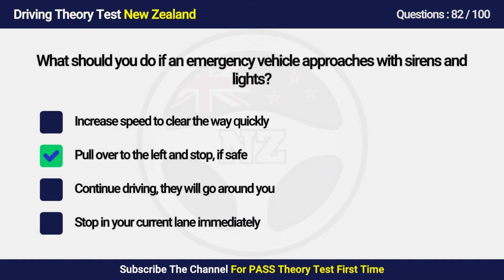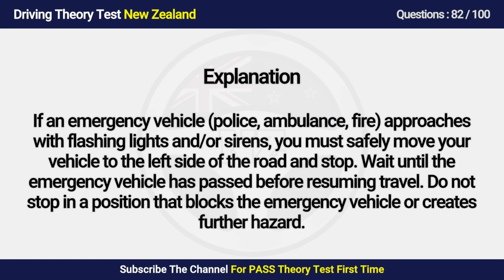Answer is B. Pull over to the left and stop if safe. If an emergency vehicle, police, ambulance, fire, approaches with flashing lights and sirens, you must safely move your vehicle to the left side of the road and stop. Wait until the emergency vehicle has passed before resuming travel. Do not stop in a position that blocks the emergency vehicle or creates further hazard.